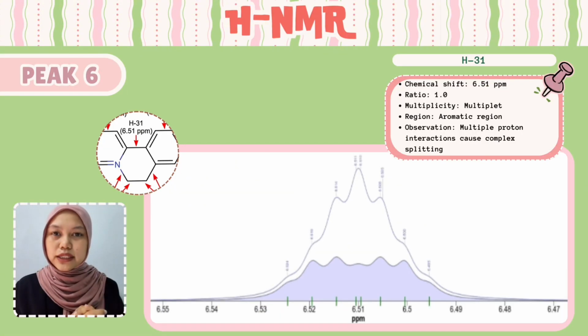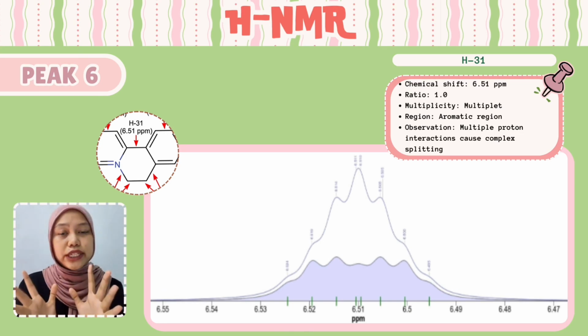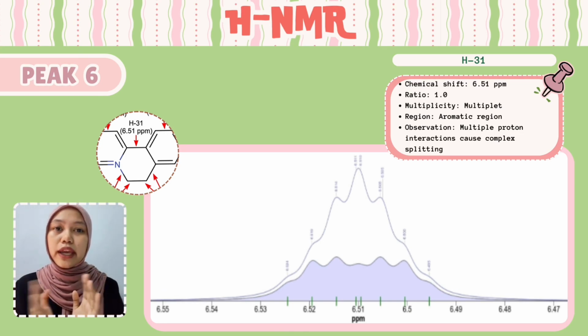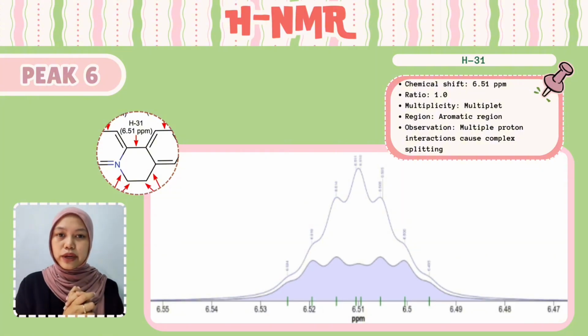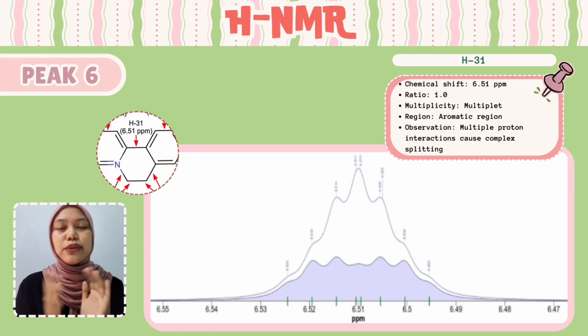Next, for peak 6, another signal appears at 6.51 ppm, which is assigned to hydrogen 31. Although it appears at the same chemical shift as hydrogen 41 just now, the splitting pattern is different, where hydrogen 31 appears as a multiplet. This suggests that hydrogen 31 is in a similar chemical environment but experiences different coupling interactions with surrounding protons.